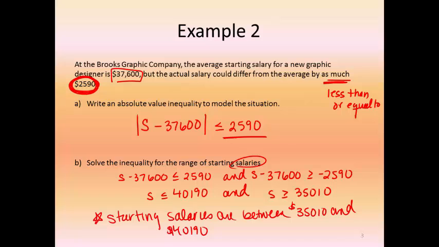So let's go back to the beginning just to make sure we understand where we put the values. This is super important because you're going to be trying some of these on your own. So the starting salary is this amount. So this is what we want to work with. That's kind of like the from value. But the actual salary could differ from the average by as much as this 2,590. So it's the variance that goes on the outside. Okay, our variance is what we're saying is less than or equal to. Okay, and that's what goes on the outside.